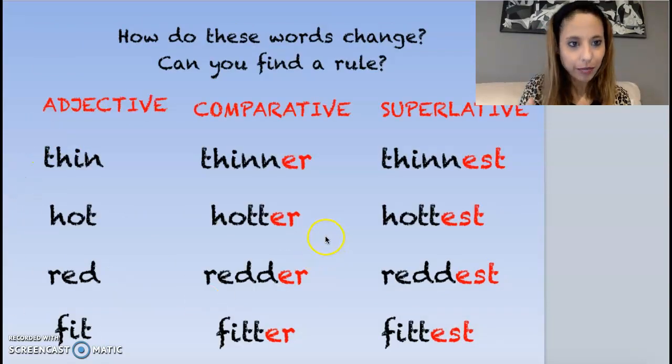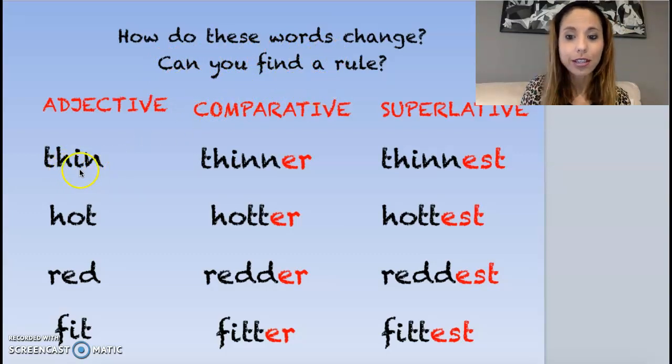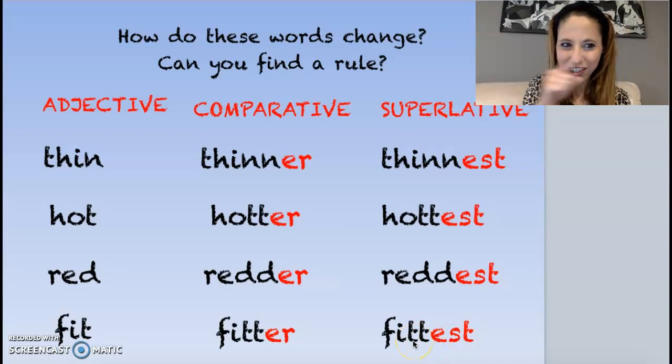Look, and do the same. Think meanwhile I am reading the words. How do these words change? Can you find a rule? So thin, the adjective, thin, thinner, thinnest, hot, hotter, hottest, red, redder, reddest, and fit, fitter, fittest. Do you know? Let's check.